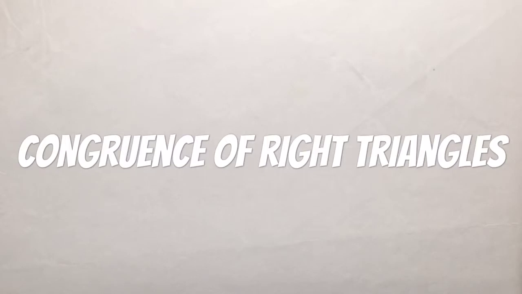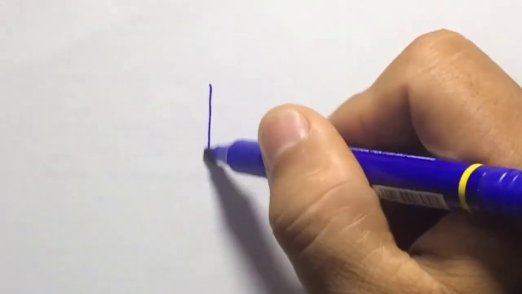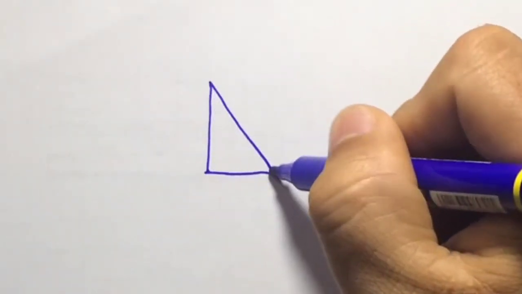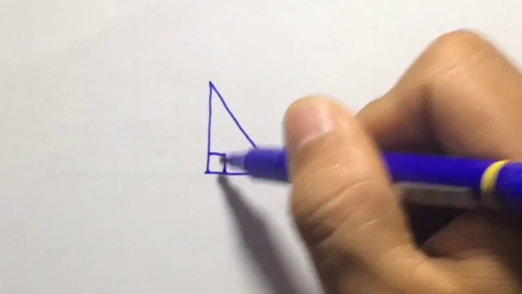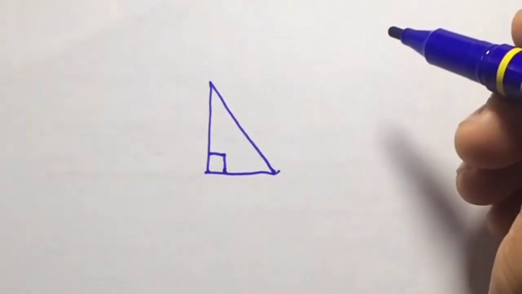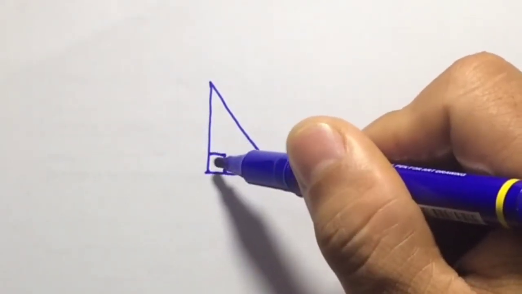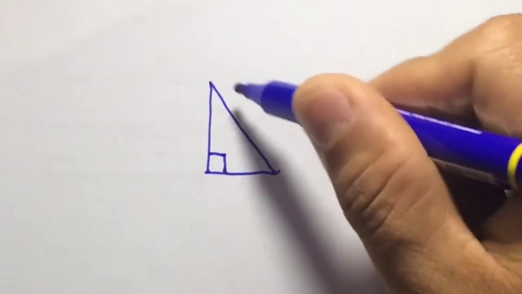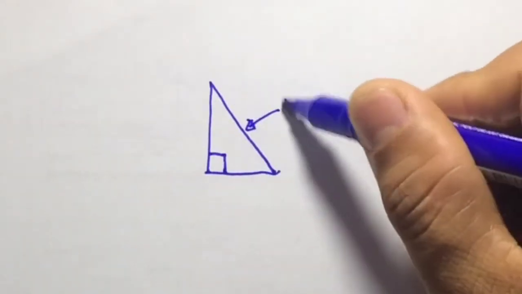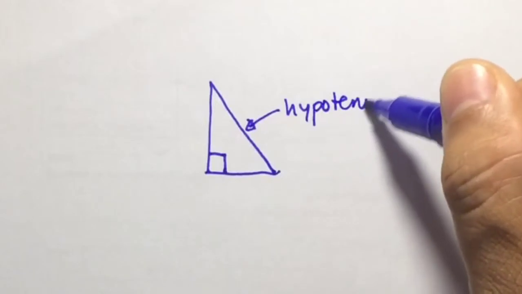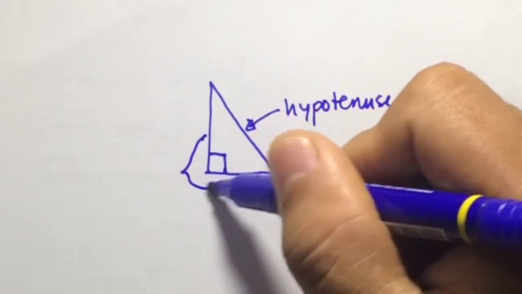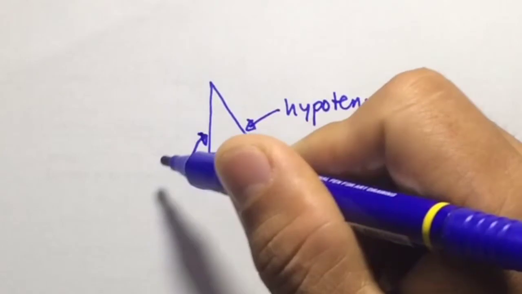Today's video, I'm going to discuss congruence of right triangles. Let us recall first that a right triangle is a triangle with one right angle. So this is an example of a right triangle. And in a right triangle, the opposite of this right angle here, 90 degrees, is the hypotenuse. So this is the hypotenuse. And the other sides are called the legs.